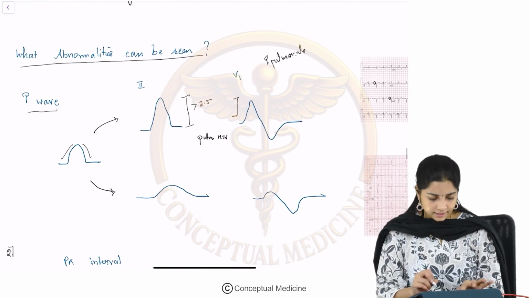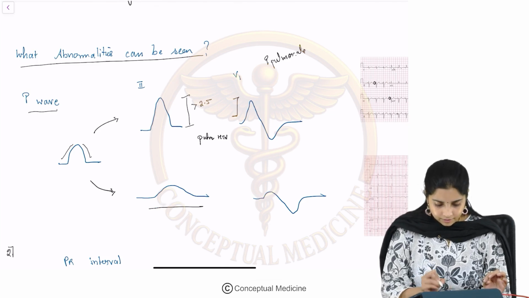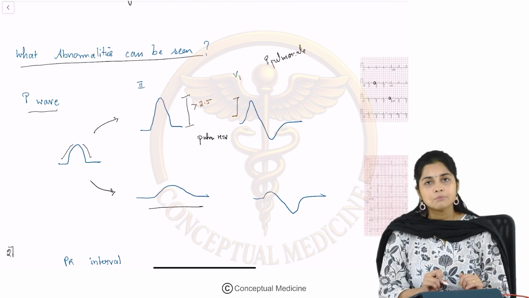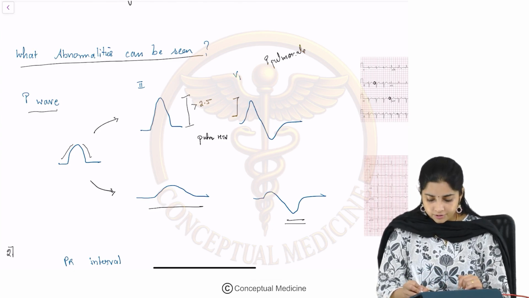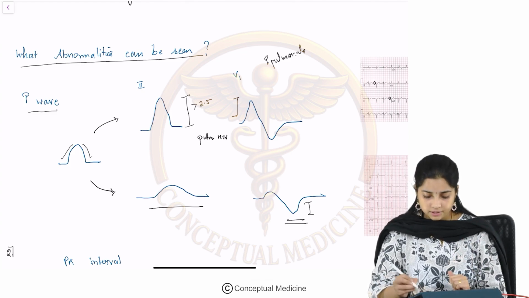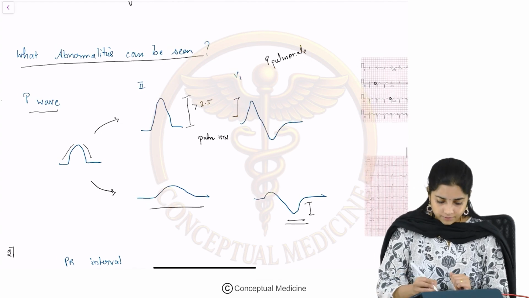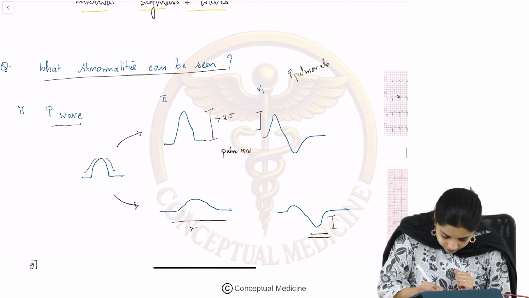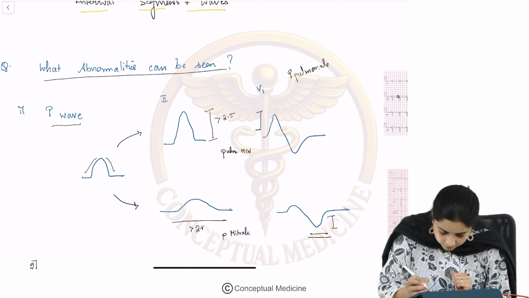What is the second abnormality of P wave you can find? You can find that the P wave width in lead 2 is more than 2.5 small boxes, or the negative deflection in lead V1 is much deeper. This is what we call your P mitral.